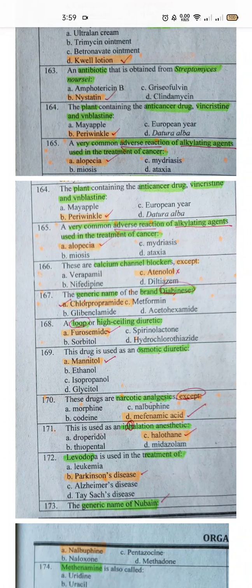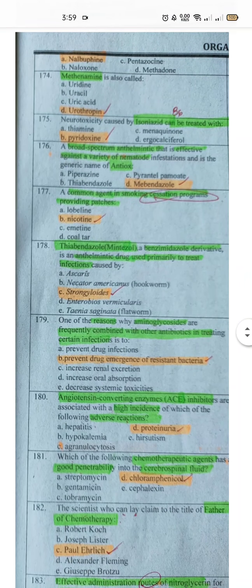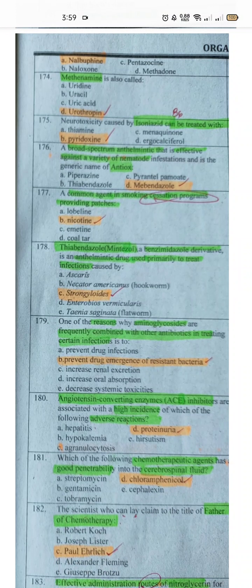172. Levodopa is used in the treatment of Parkinson's disease. So, levodopa is used in the treatment of Parkinson's disease. 174. Methenamine is also called urotropin, letter D. So, methenamine is also called urotropin.